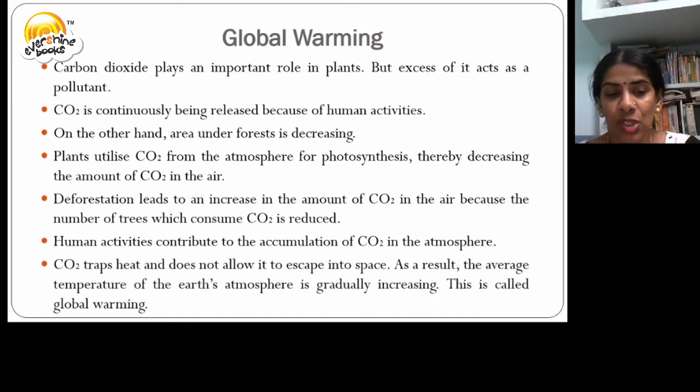Carbon dioxide traps the heat and does not allow it to escape into space. As a result, the average temperature of the Earth's atmosphere is gradually increasing. This is called global warming.